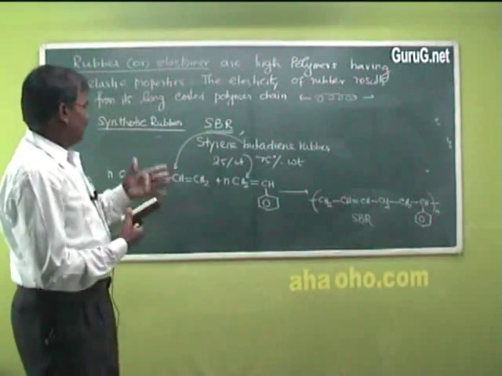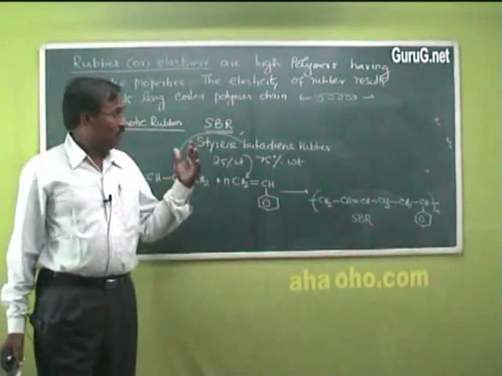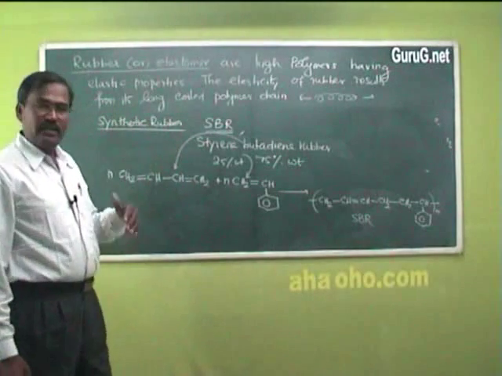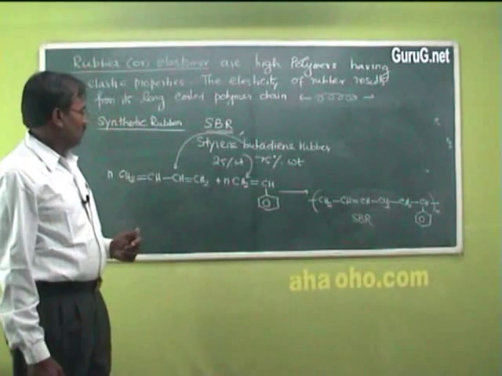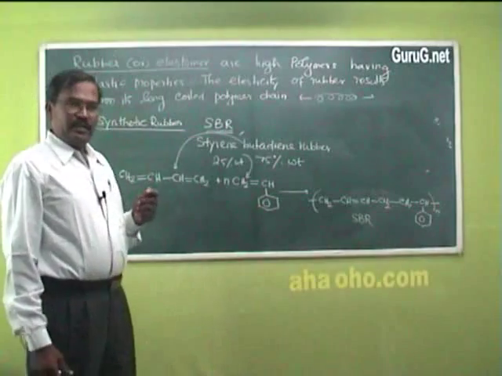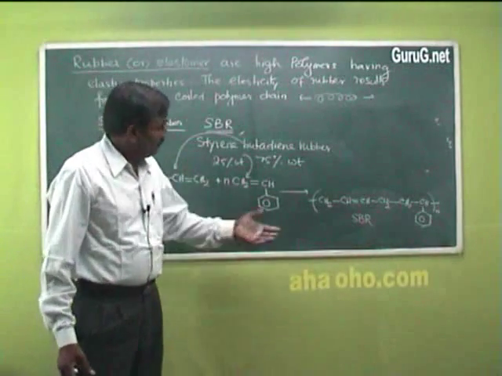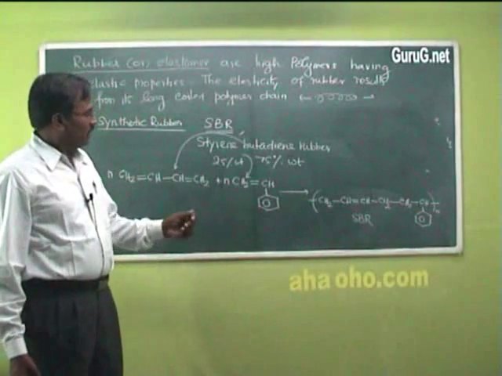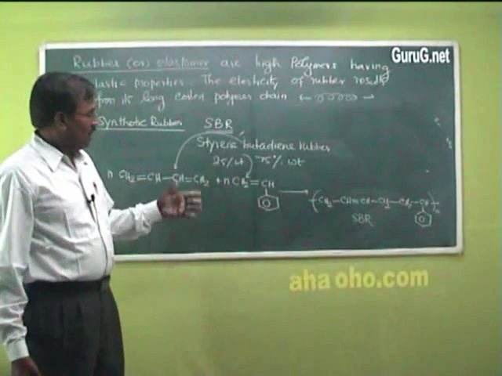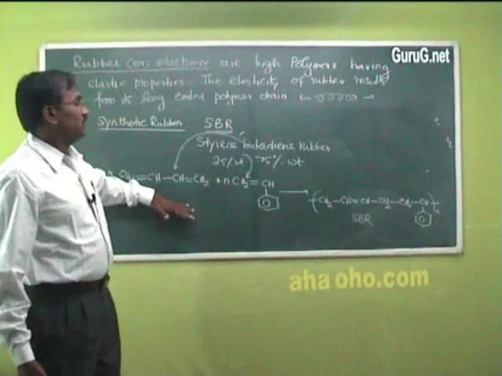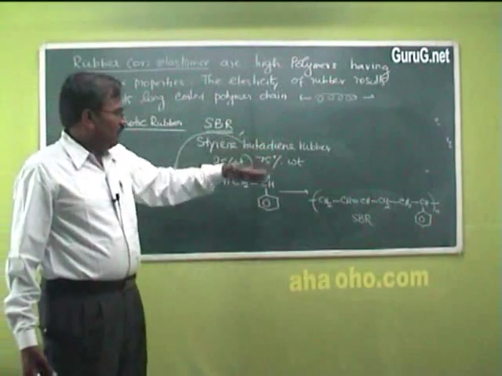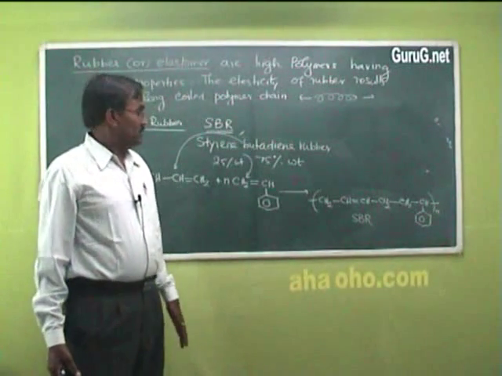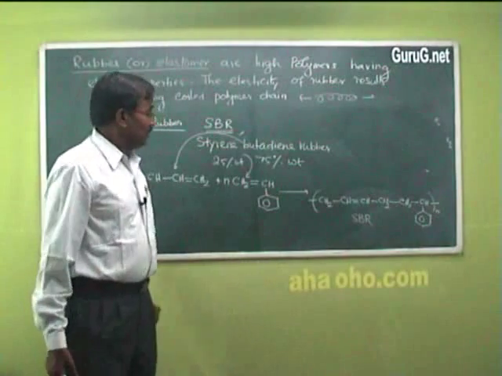And this synthetic rubber, as I mentioned earlier, has elastic property and it can be vulcanized. For vulcanization, we are going to use sulfur. This SBR requires less sulfur for vulcanization, and when you compare this with natural rubber, it has some better characteristic properties. That and all we will see later.